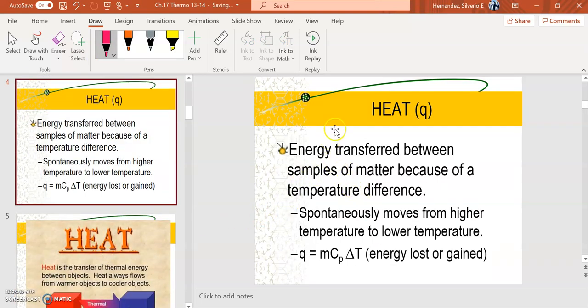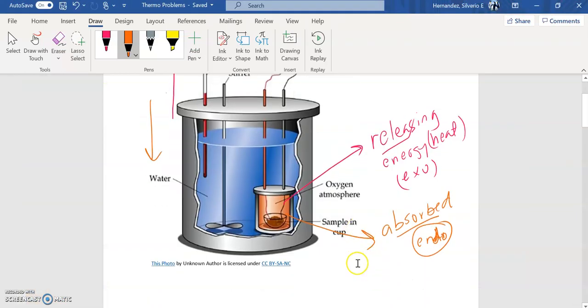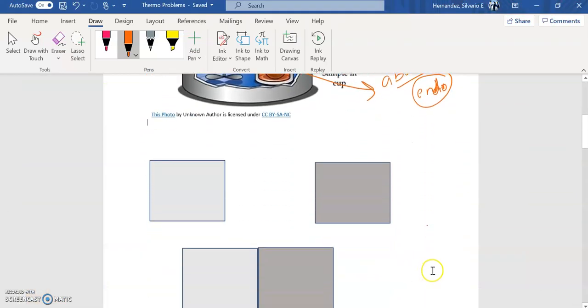When we talk about energy in the form of heat, we have this symbol that's given to heat, which is Q. So Q is going to represent the heat, that type of energy that's being transferred between two samples of matter because of a difference in temperature. So if there are different temperatures, it's always going to move spontaneously from the higher temperature down to the lower temperature. And I have just a simple example here with these two blocks.